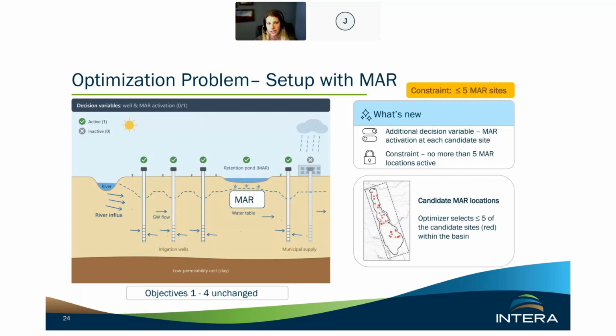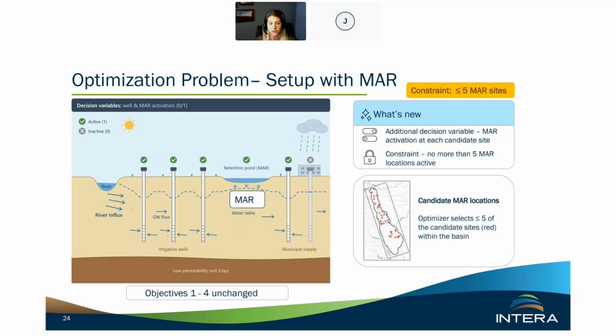So now the question is, how can managed aquifer recharge support this? And so we wanted to test if managed aquifer recharge could push our maximum objectives even higher and our minimum objectives even lower. So in order to test that, we set up the exact same problem, same objectives 1 through 4. But we included a new decision variable. So now in addition to well activation, we can have MAR activation.